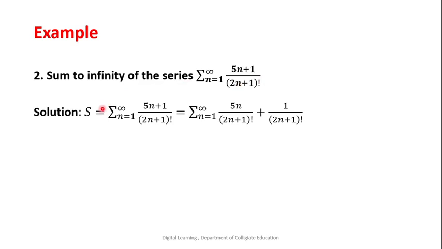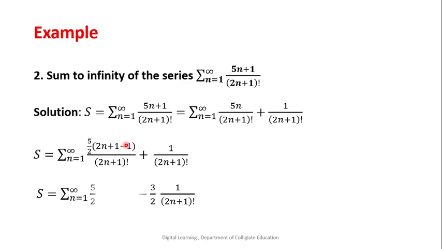Sum to n terms is equal to summation n equals 1 to infinity of (5n plus 1) divided by (2n plus 1) factorial. Now this can be written as summation n equals 1 to infinity of 5n divided by (2n plus 1) factorial plus 1 over (2n plus 1) factorial. The first term, 5n divided by (2n plus 1) factorial, can be written as 5 by 2 times (2n plus 1 minus 1).